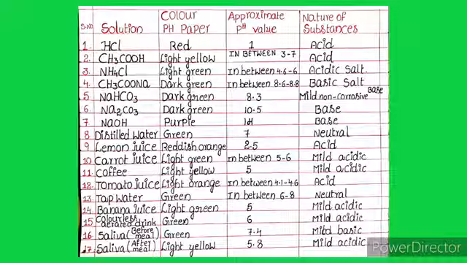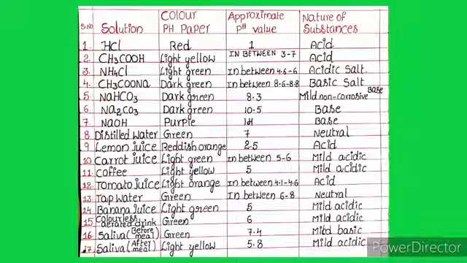Similarly, look at the eighth solution, distilled water. When we dip the pH paper in distilled water, the pH paper turns green. So, approximately the pH value is 7. The substances which maintain a pH value of 7, we call those substances neutral.